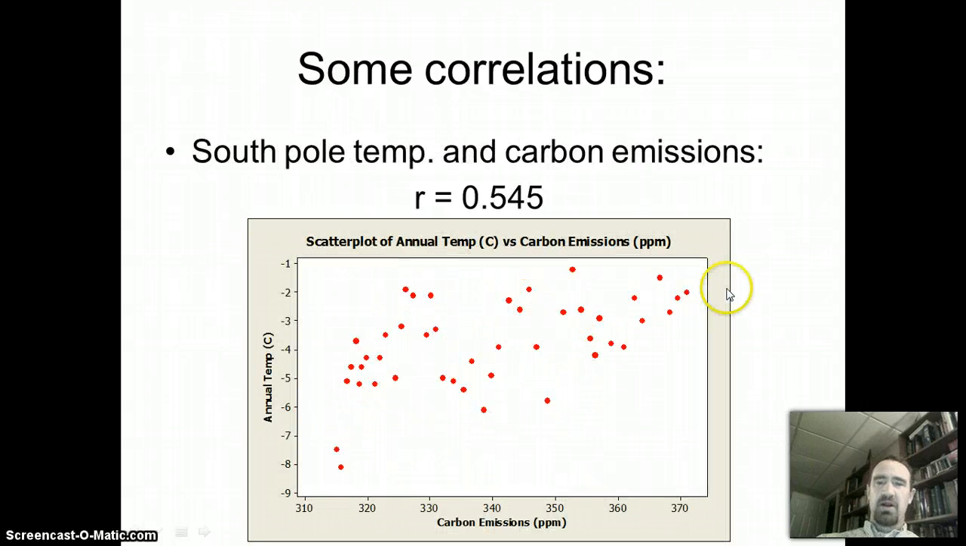Very, very similar number for another one we've looked at. In lab number 1, we looked at carbon emissions in parts per million and how that relates to the annual temperature at the South Pole. Even though we see scatter there, this comes out to be a moderate relationship here. And so it's not a weak relationship. It's above halfway, so it's moderate, and once again, it's positive. We're going uphill.